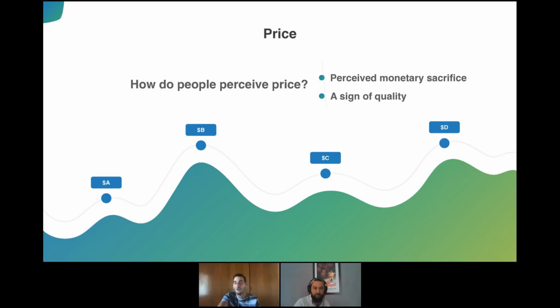So what we really try to demonstrate in the very basic sense is how we perceive price. And at the end of the day, to put things in the most simplistic way, it's perceived monetary sacrifice. It's the money that you give away in exchange for a value. And at the same time, in terms of how we perceive it, it's also a sign of quality. So it's essentially balancing both of those: perceived monetary sacrifice and sign of quality.